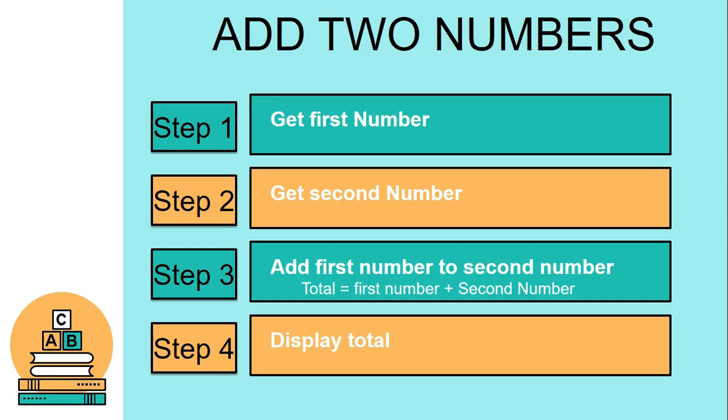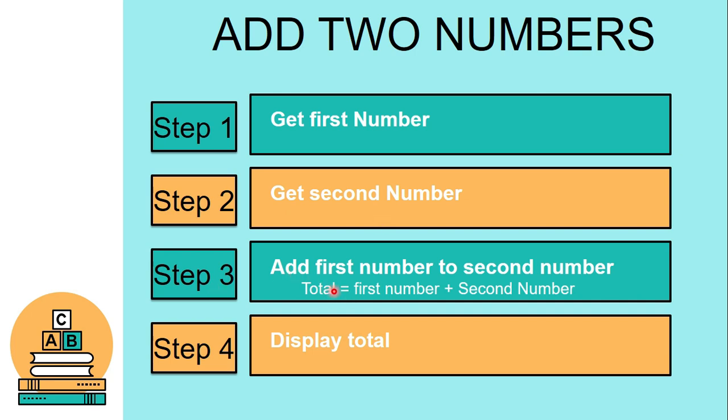We are going to add two numbers and display the total. For this example, we are going to get the numbers from the user. So here are the steps we have to follow to add two numbers and display the total to the user. Step 1 is to get the first number. Step 2 is to get the second number. Step 3 is to calculate the total.